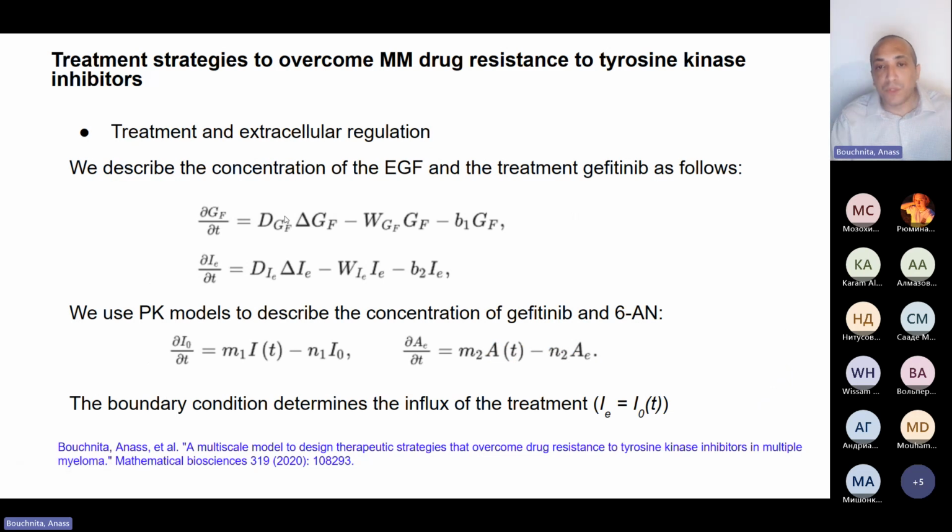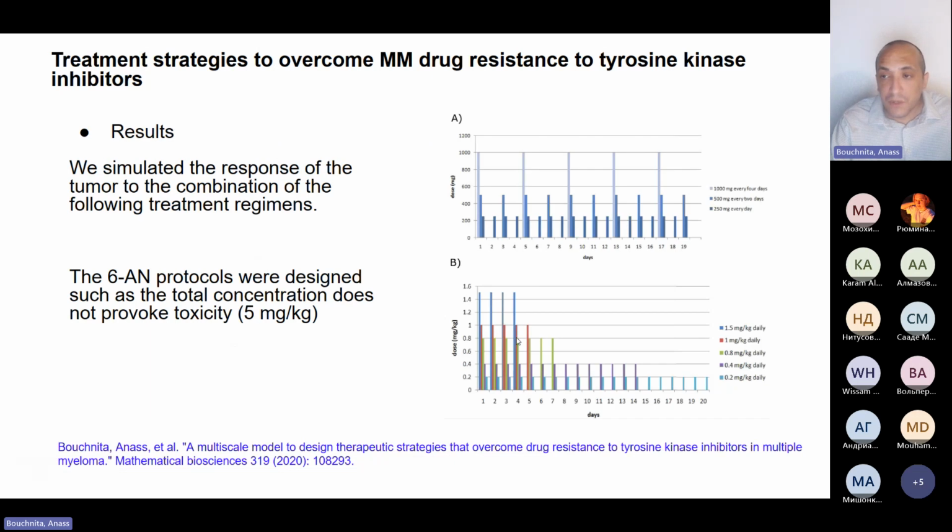One important feature of this model is that we describe the concentration of the treatments in the extracellular matrix. Like this epidermal growth factor inhibitor, gefitinib, we describe its concentration in the extracellular matrix with a specific equation. And we also use pharmacokinetics models to describe the concentration of these two drugs, gefitinib and 6AN. And we consider different treatment protocols. These protocols were considered because, first of all, they are used in clinical practice, and second, they do not exceed the maximal dose that causes toxicity. This is especially the case for 6AN, which is highly toxic.